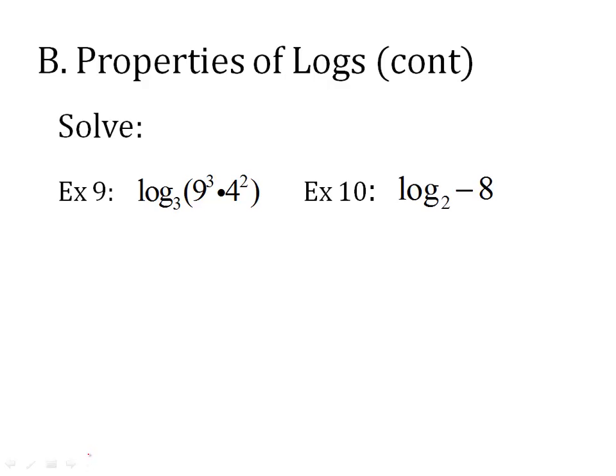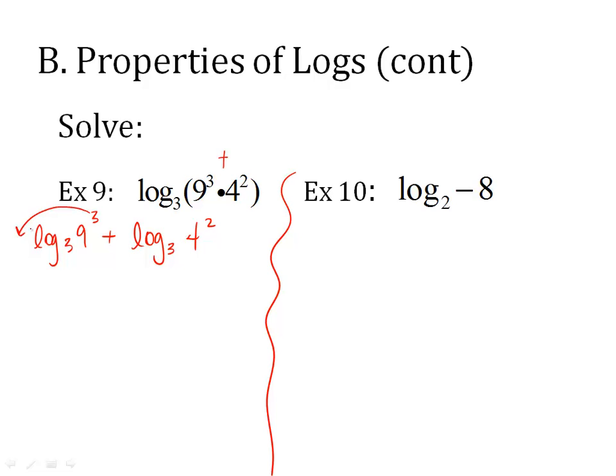All right, so we can use these properties to help us solve equations. So look at number 9 here. Let's just split the screen here. Number 9. Log base 3, I have 9 cubed times 4 squared. All right, so product rule says if it's multiplied, I'm going to make it a plus sign. So I'm going to make the log base 3 of 9 cubed plus the log base 3 of 4 squared. Well, let's move our powers to the front. So 3 times the log base 3 of 9 plus 2 times the log base 3 of 4.